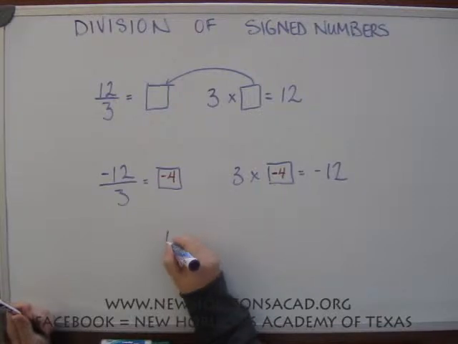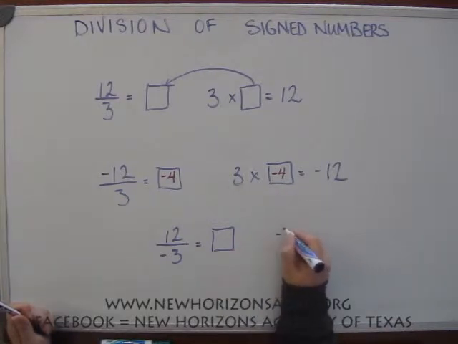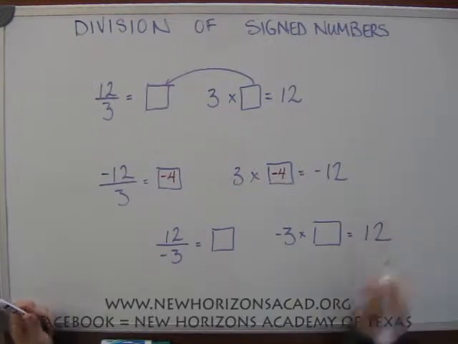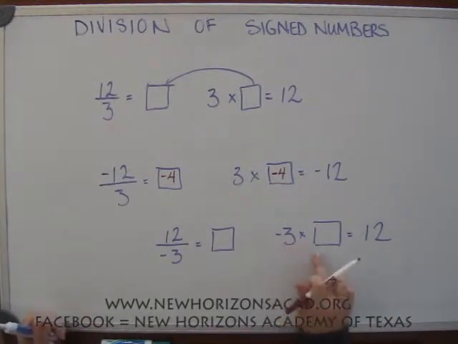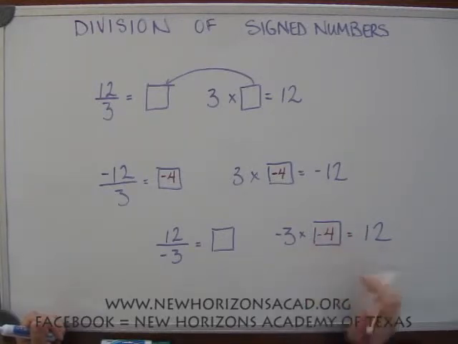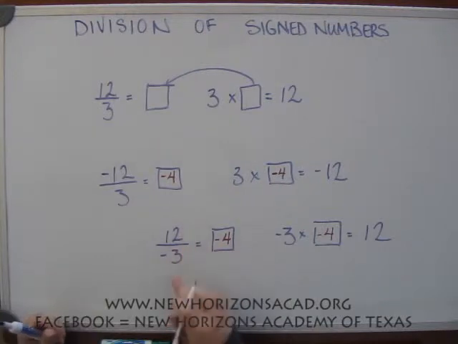If I had 12 divided by negative 3 equals something, that would mean that negative 3 times that same something equals positive 12. Well, only a negative times a negative gets you a positive, so that must be negative 4. Negative times negative is positive.